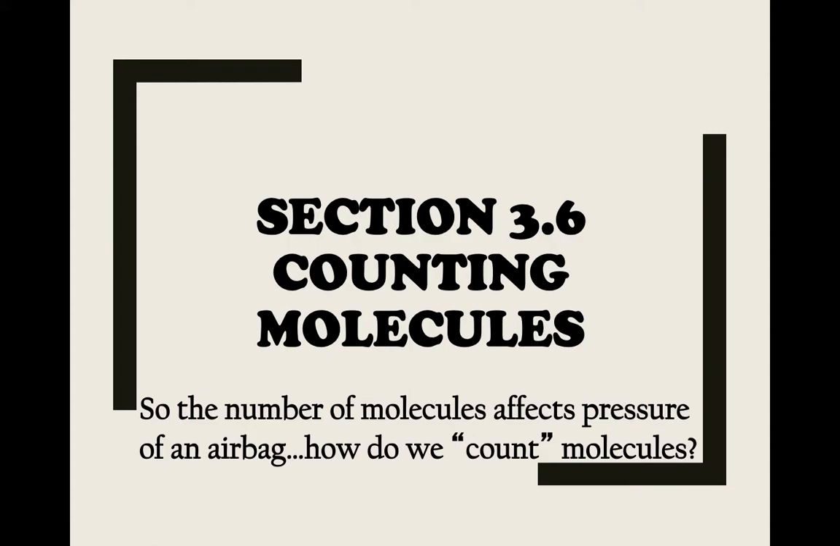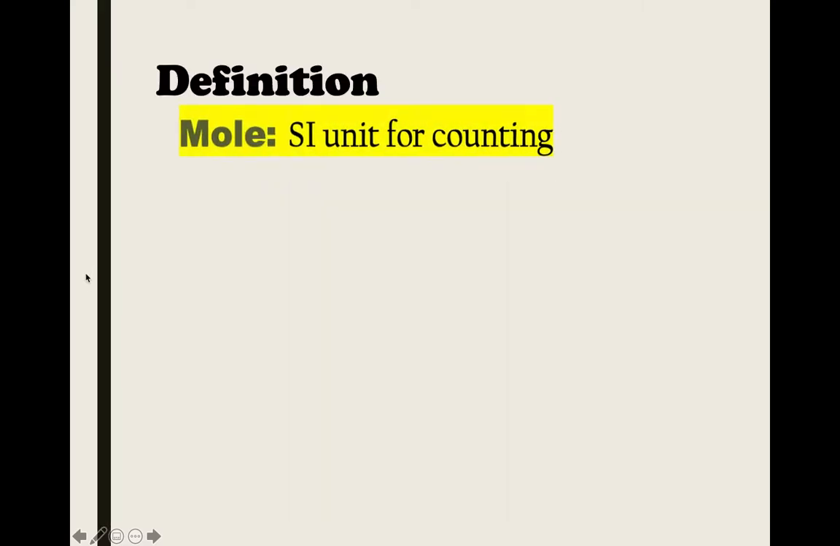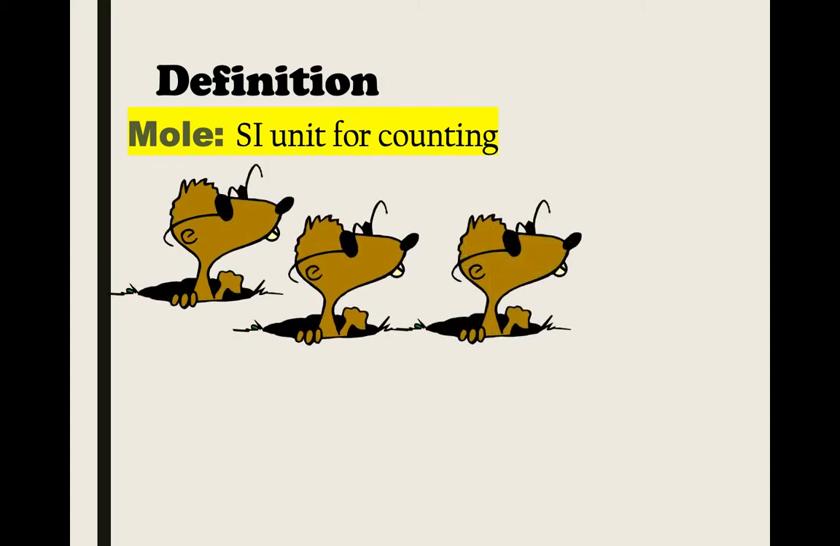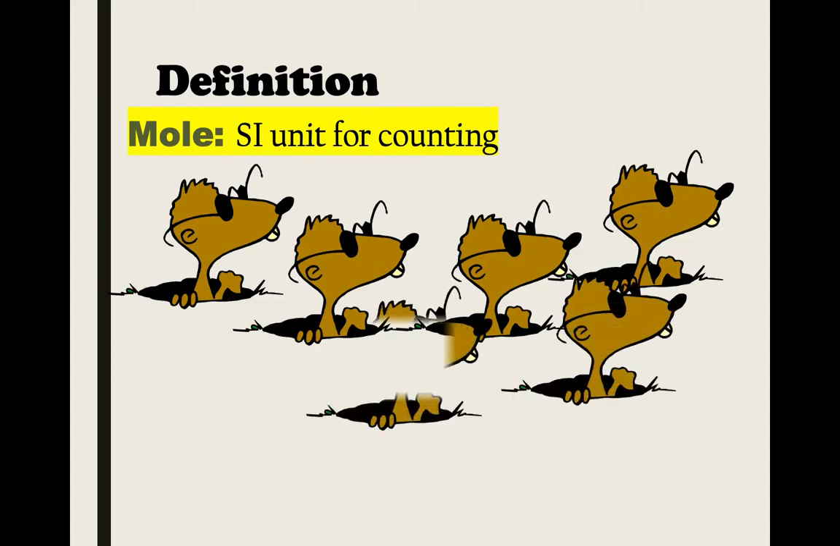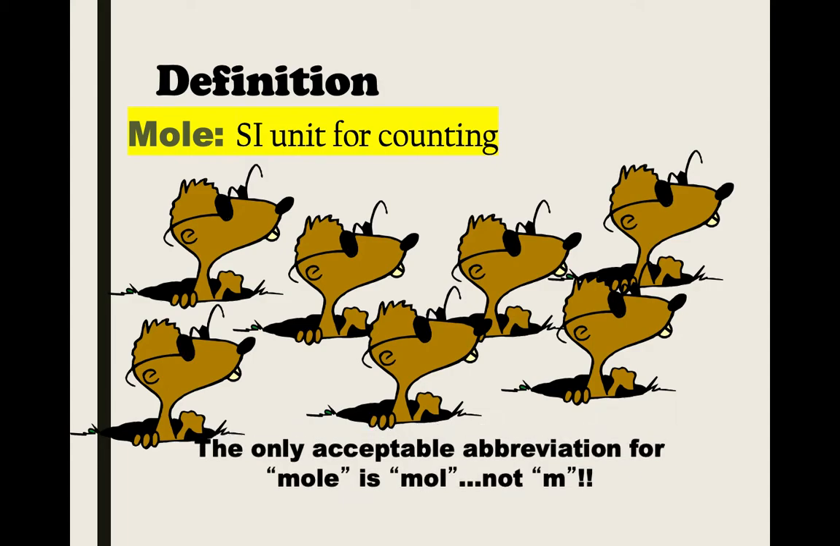All right, gang, today we're going to be looking at counting molecules. And we're going to be focusing on one of the more foundational aspects of chemistry. And that is, what is a mole? A mole is a counting unit. It is the standard unit for counting in chemistry. The way that we abbreviate it is MOL, not M. M is for mass.